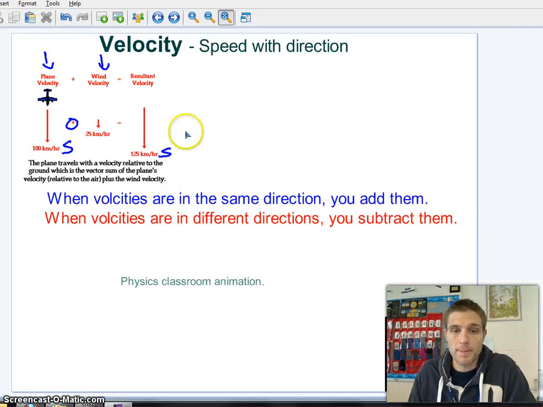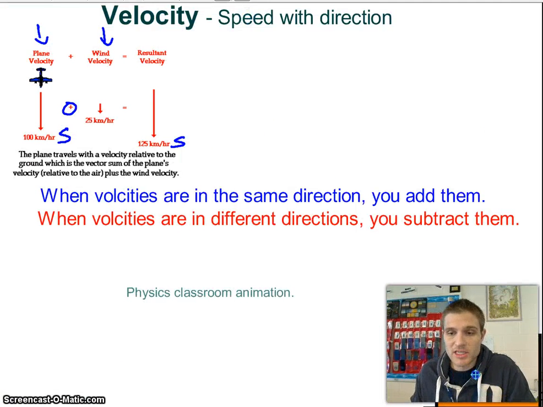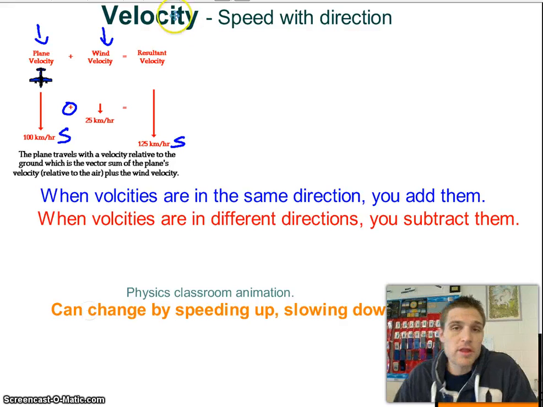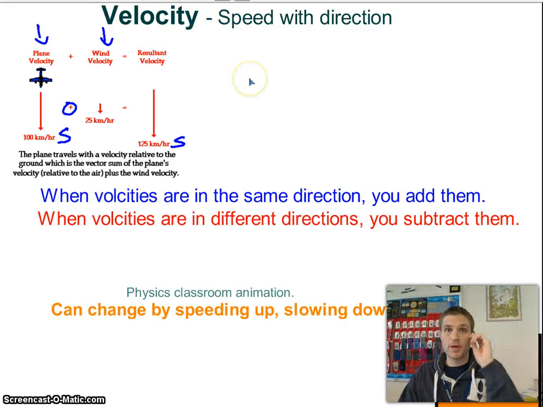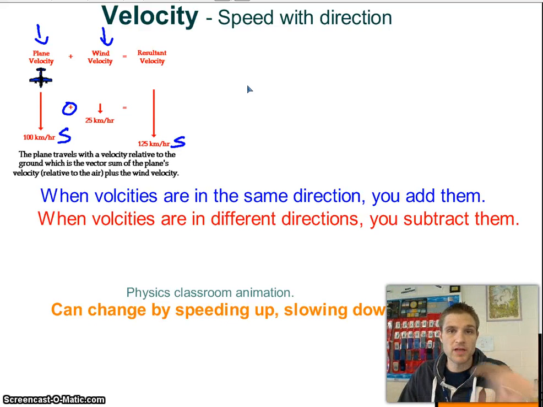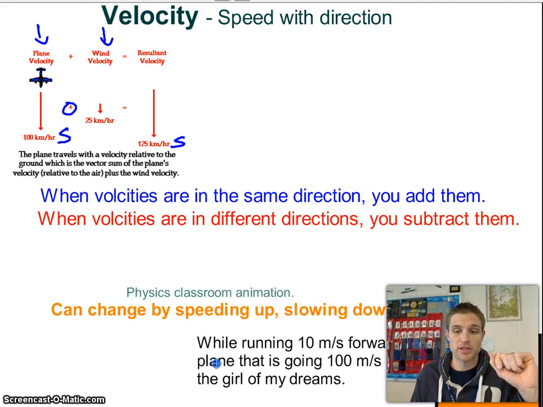All right. Now, lastly, the three ways to change velocity are: you can speed up, you can slow down, or you can turn. As we looked at in the animation, we saw the plane going faster, going slower, and then changing directions.